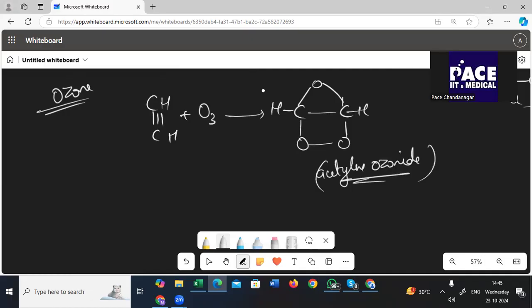ozonide. So this is called as ozonide, a very, very important intermediate that is formed during the reaction. So reaction with ozone, the process is said to be ozonolysis, is being carried out here.